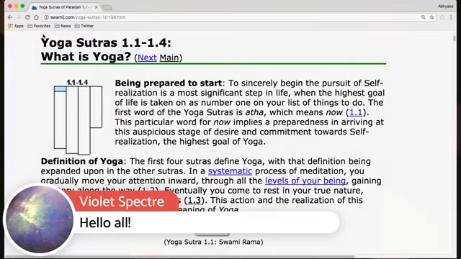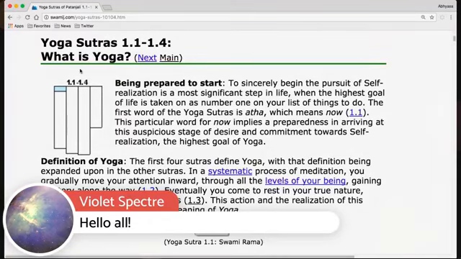This is the first section here. Remember, we've broken this up into 39 sections. So the task here is to have a basic understanding of these 4 sutras, which we're calling what is yoga.